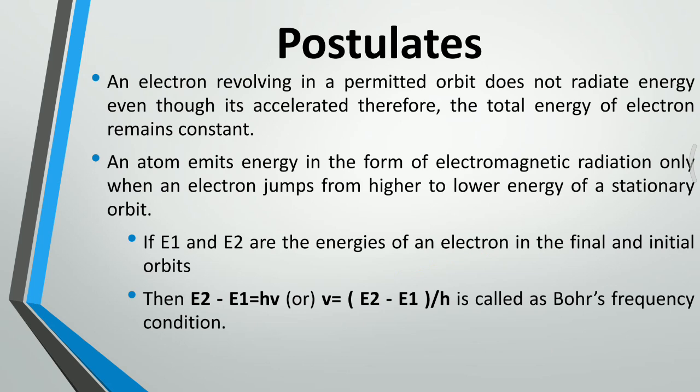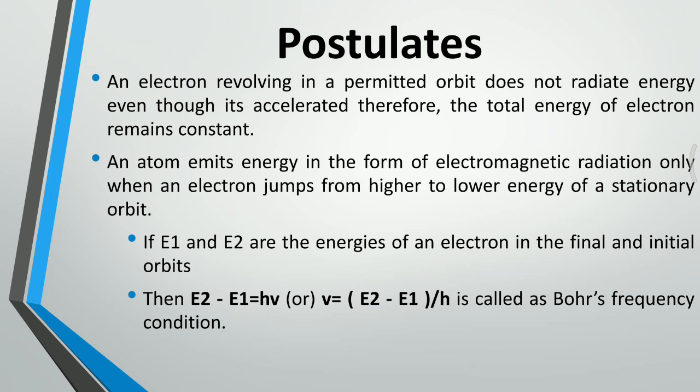An electron revolving in a permitted orbit does not radiate energy. That means they do not radiate energy even when they are accelerated, and the total energy of the system in that particular orbit remains constant.